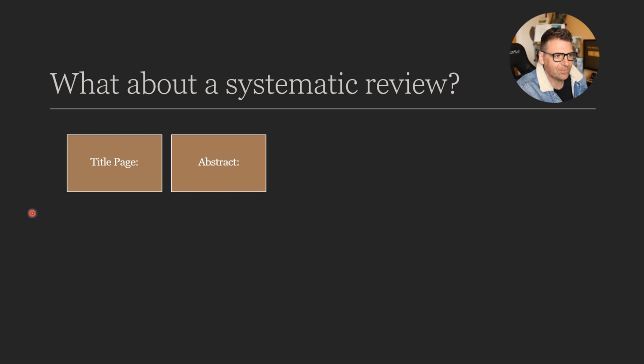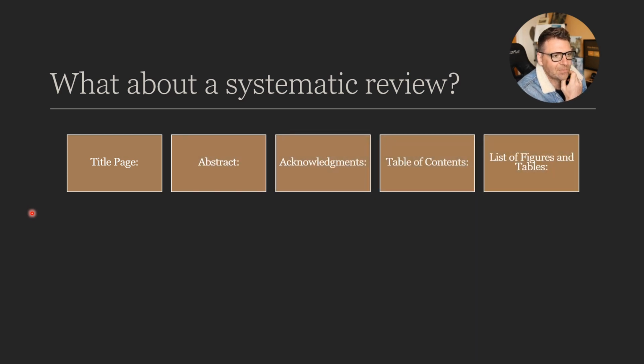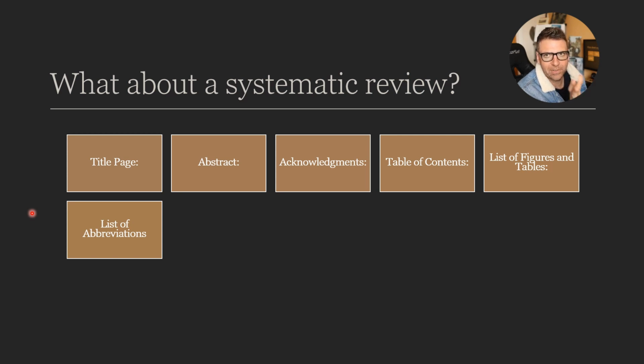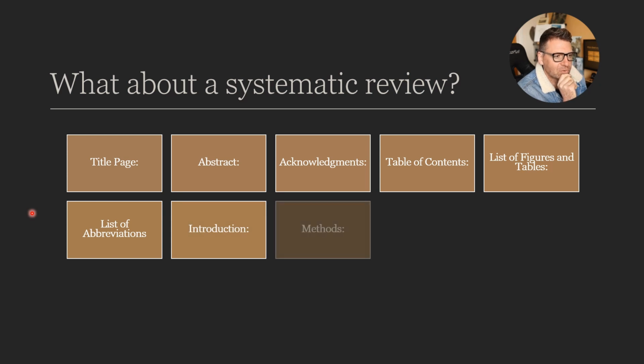It's going to have the title page, abstract, acknowledgements, table of contents, list of tables and figures, list of abbreviations. Okay, so it'll change subtly depending on what your supervisor wants or what the college wants, but generally you'll have those things in it, okay? You'll have an introduction, then you'll have a methods chapter, okay?